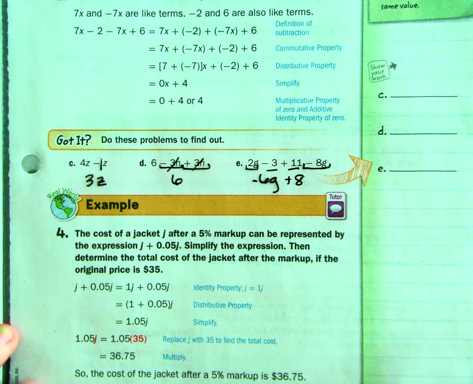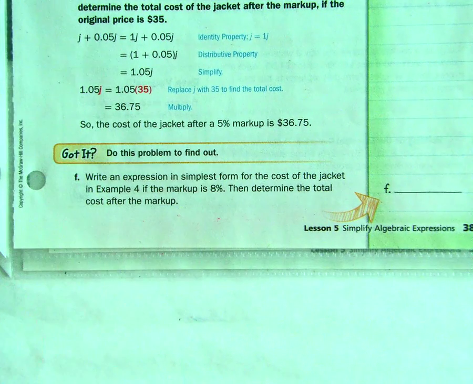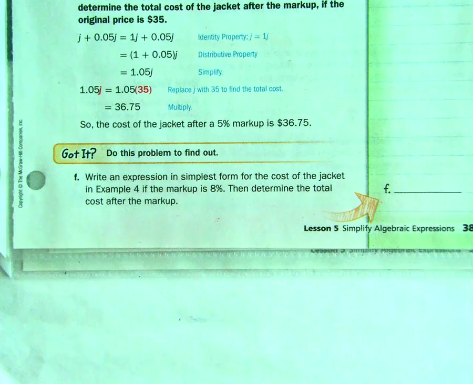Okay, the next concept that we went over is simplifying expressions and then filling them in with values that we know. So letter F is a continuation from example 4. It says write an expression in simplest form for the cost of a jacket in example 4. If the markup is 8%, then determine the total cost after the markup. So in example 4, it told us that our expression was j plus 5/100 j. So that was a 5% markup. I now wanted an 8%.